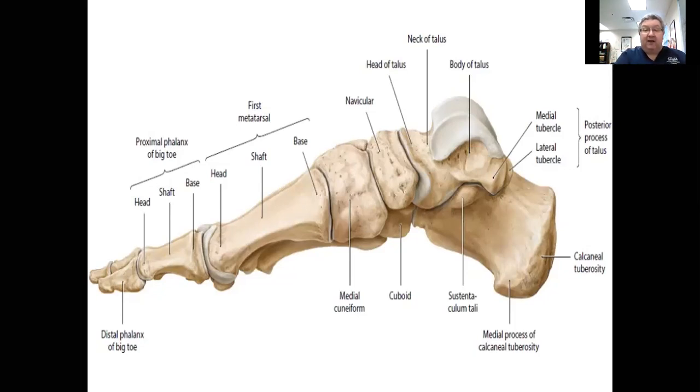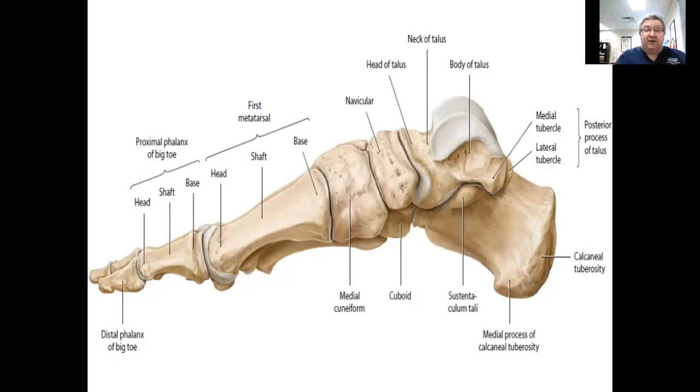The next bone after the talus is the navicular bone. The navicular bone is a bone that you can actually palpate and feel. You'll be able to feel the navicular tuberosity on that bone.